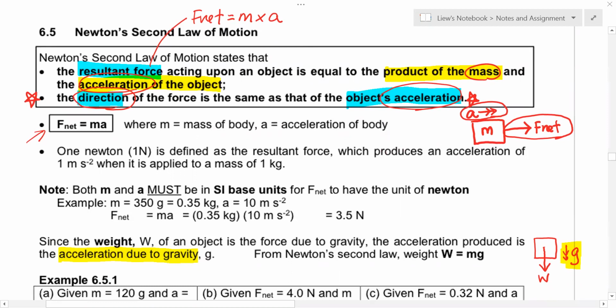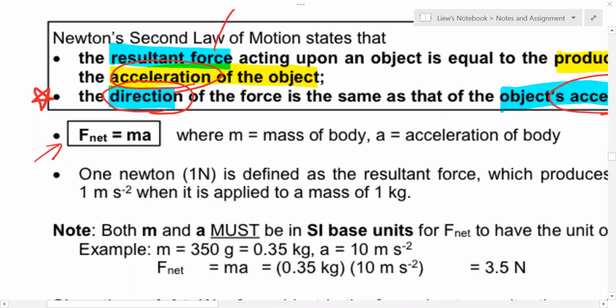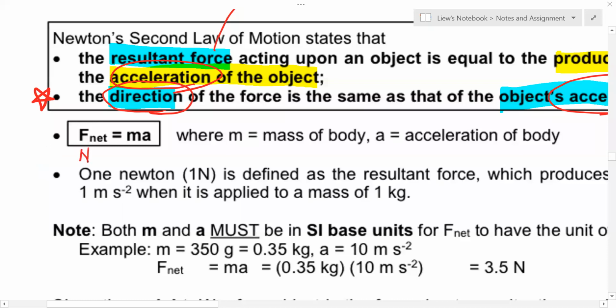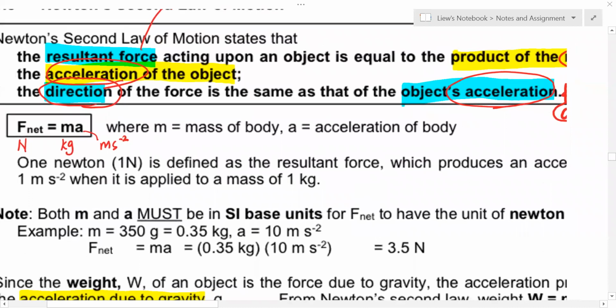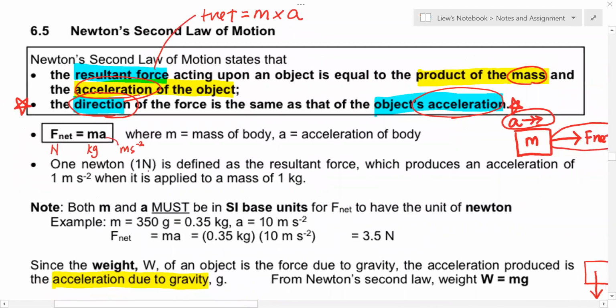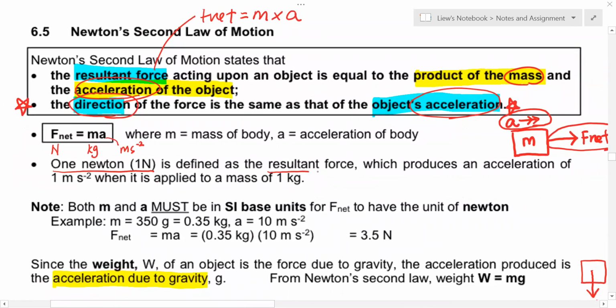But if you look at the SI units of force, mass, and acceleration, the SI unit of force is Newton, the SI unit of mass is kg, and the SI unit of acceleration is meters per second square. Therefore, we can define what is 1 Newton. 1 Newton is defined as the resultant force that produces an acceleration of 1 meter per second square when the mass is 1 kg.